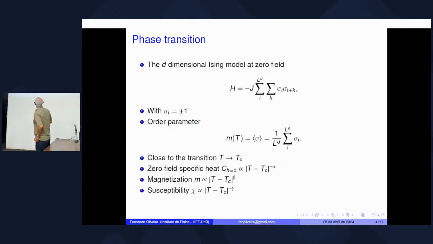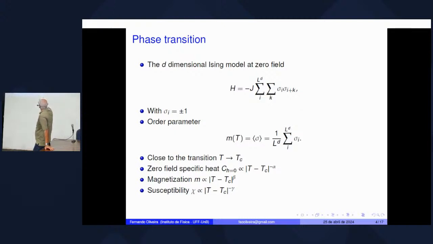Okay, let's start to talk about phase transition. What we are going to talk about now is not about the Ising system. Ising is an example to understand it better. We have, for example, the Ising system at zero field, okay? Sigma, more or less one.